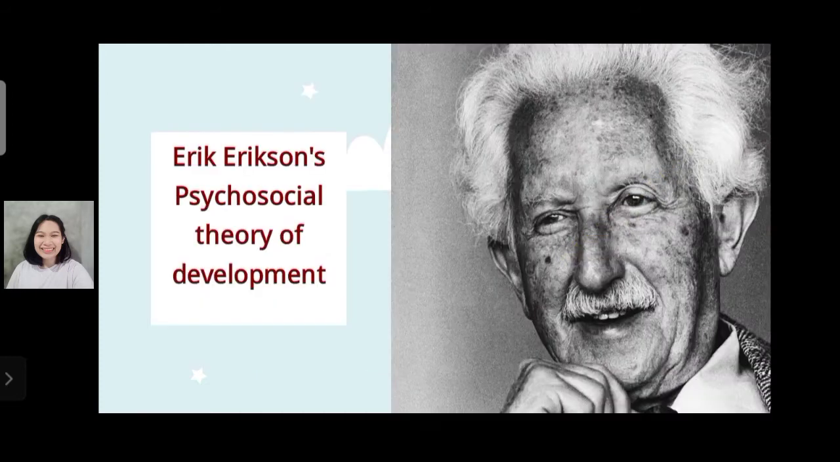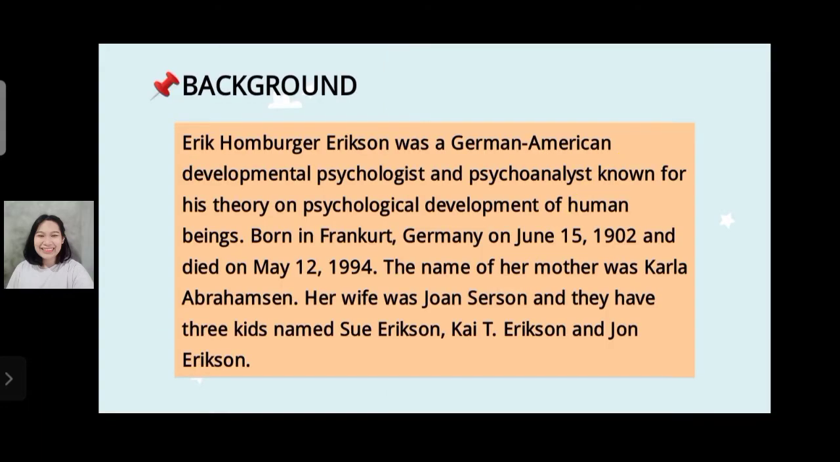Okay, let's proceed. First, let's talk about Erik Erikson and his psychosocial theory of development. Background. Erik Erikson, known by his full name Erik Homburger Erikson, was a German-American developmental psychologist and psychoanalyst known for his theory of psychological development of human beings. Born in Frankfurt, Germany on June 15, 1902 and died on May 12, 1994. The name of his mother was Karla Abrahamsen and his wife was Joan Serson, and they have three kids named Sue Erikson, Kai, and Jon Erikson.